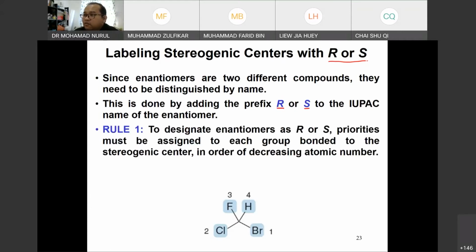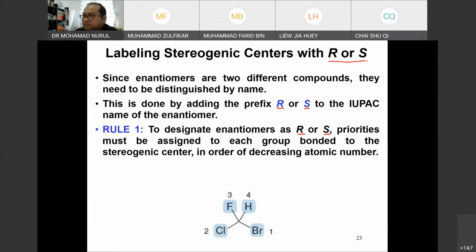So rule number 1, to designate an enantiomer as R or S, priorities must be assigned to each group bonded to the stereogenic center. First, you have to determine whether that particular atom, in this case a carbon, has four different substituents. If it has four different substituents, that carbon is the stereogenic center. This is the first step. So you have to make sure which atom is a stereogenic center.